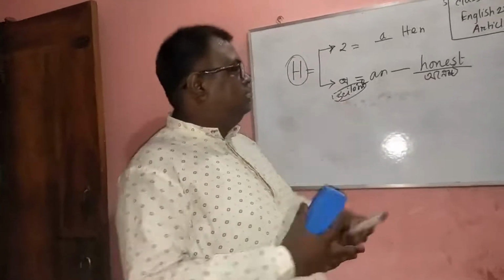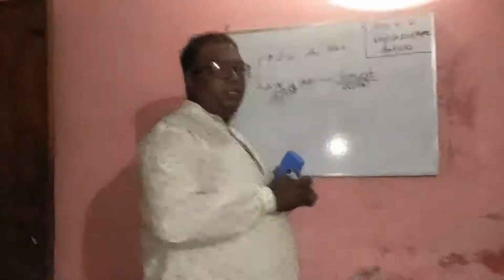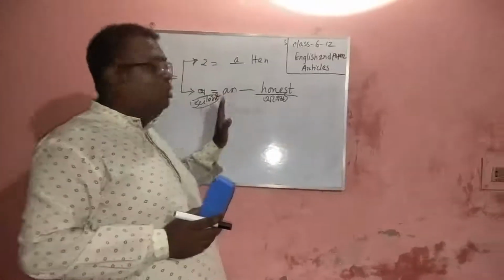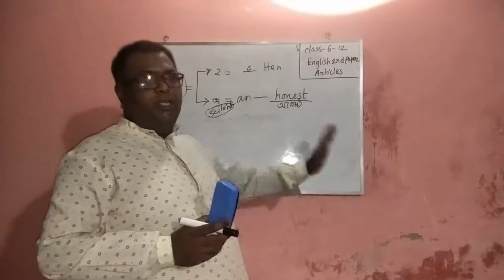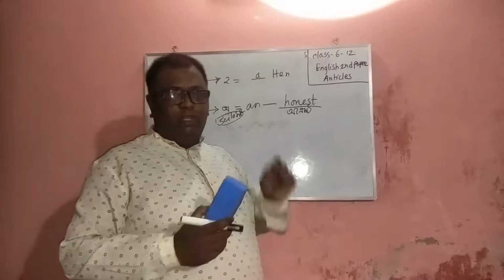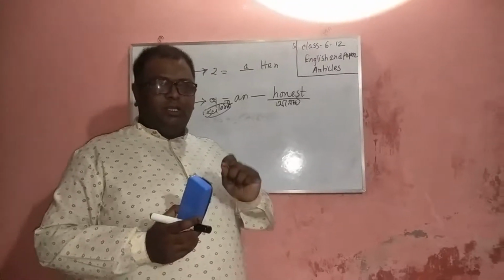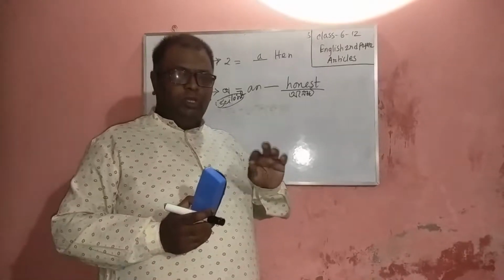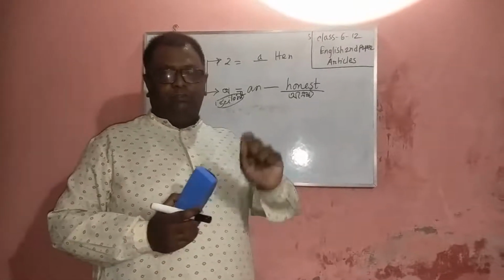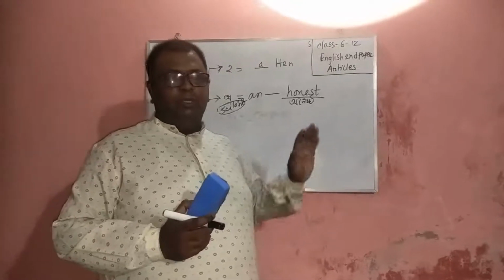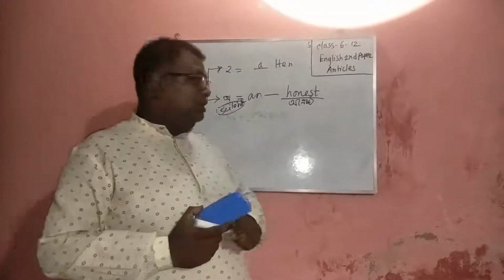So if the word starts with H, you have to think about whether it is pronounced o or ho. Then you put a or an. So if you see H, you have to be conscious, because you may face difficulties putting a or an if you don't pronounce the word.